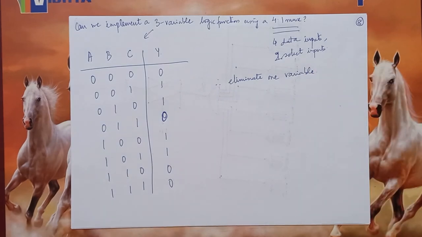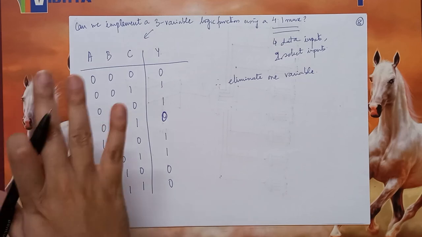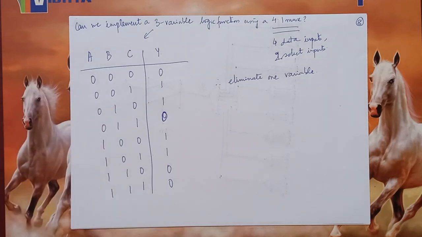So the question is, you have three variables A, B and C, and we want to eliminate one just so that we can have two select inputs. The question which we therefore have to ask ourselves is, what is the variable that we must eliminate now? All are important. We cannot simply say that, okay, let's eliminate one as per our choice. No, it doesn't work that way.